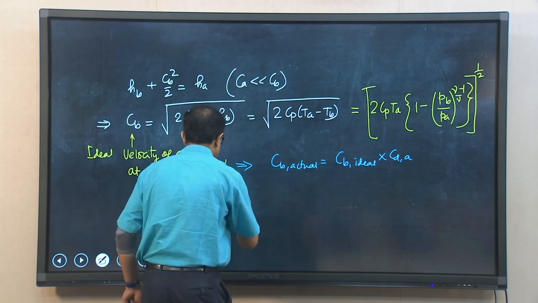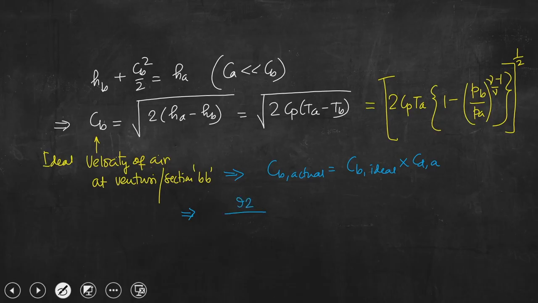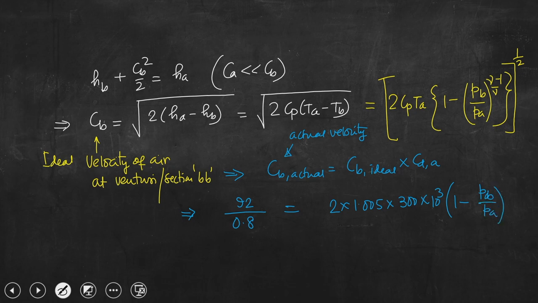That means we can write 92 divided by 0.8, because 92 is the actual flow velocity that we need, the actual velocity we need is 92 meter per second. If I divide by C_da, that is equal to C_b ideal, and that we write as 2 into 1.005 into 300 into 10 cube into 1 minus P_b by P_a power gamma minus 1 upon gamma. So, this is the expression.